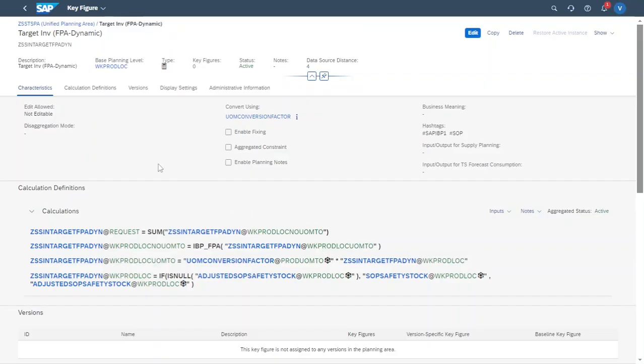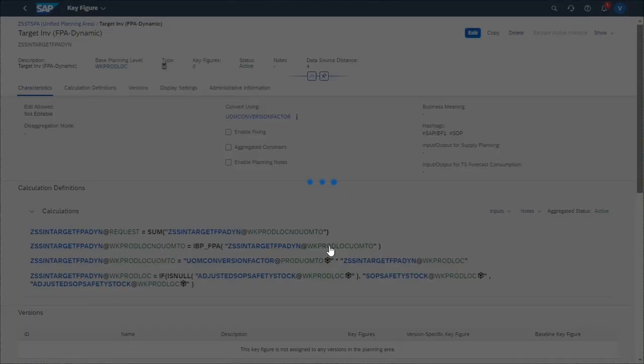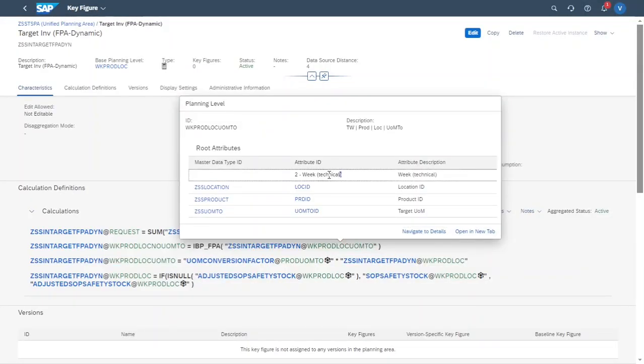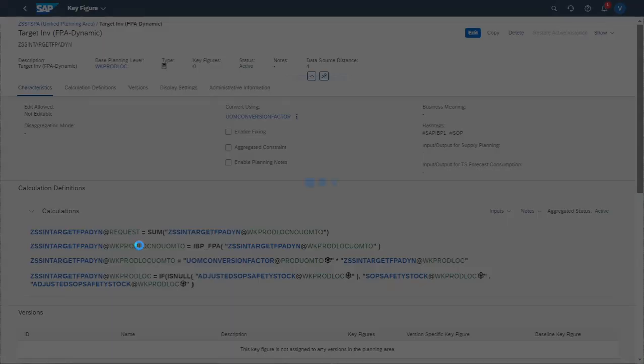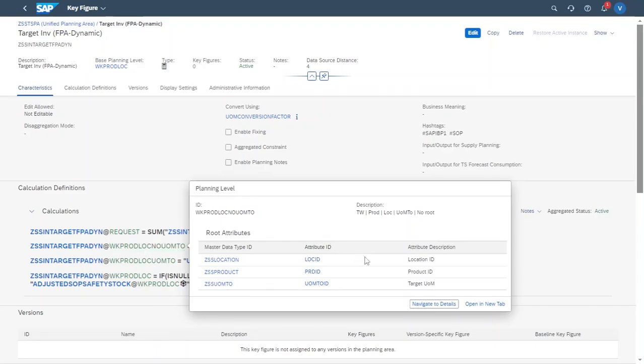Okay, so this is the key figure that I created. This is for a dynamic first period aggregation. As you see here, the input planning level is at a week product location. So your technical week is the lowest level. Now whenever you display data at a calendar week level, month level, quarter level, the first period aggregation has to happen dynamically. So it should not happen like a static first period aggregation. You see here, the output planning level will not have any root attribute for your time profile level. You just have the structural attributes: location ID, product ID, target VM.